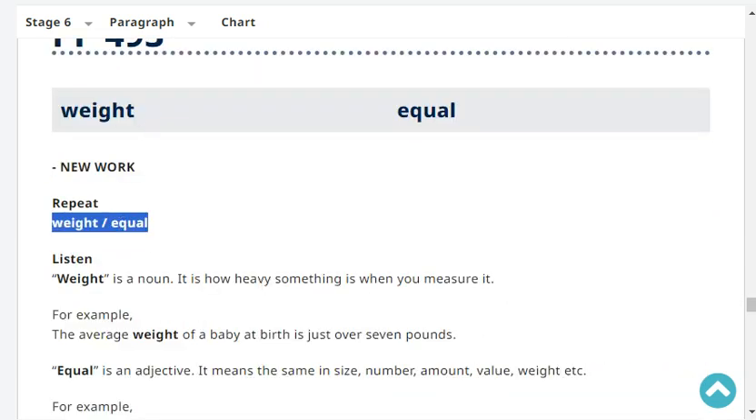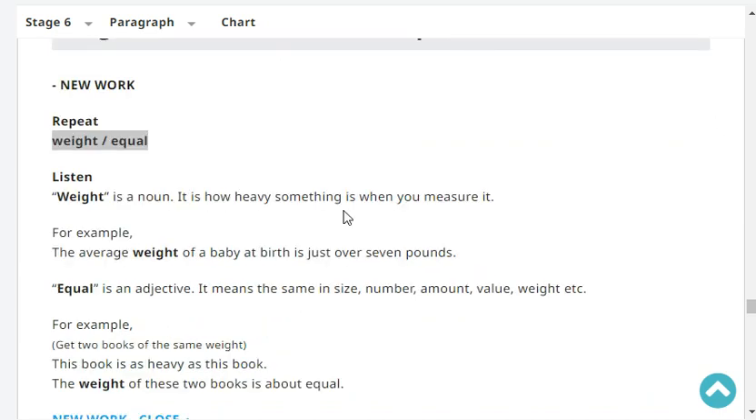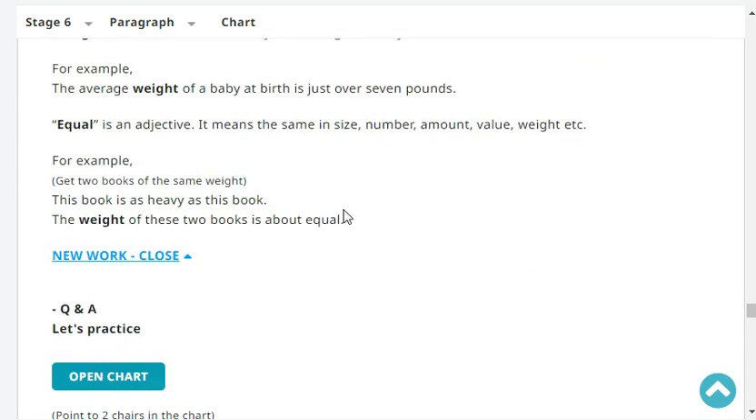Weight. Equal. Very good. Okay, listen, weight is a noun. It is how heavy something is when you measure it. For example, the average weight of a baby at birth is just over 7 pounds. Equal is an adjective. It means the same in size, number, amount, value, weight, etc. For example, this book is as heavy as this book. Or we can say the weight of these two books is about equal.